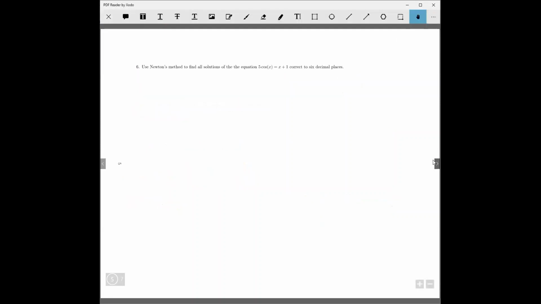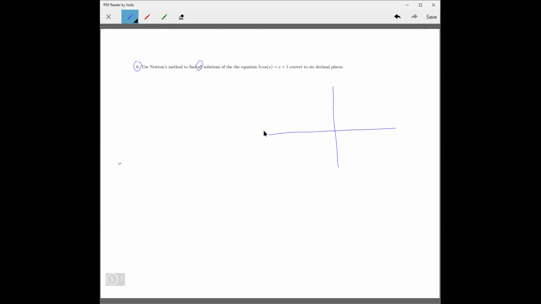Now number 6. Use Newton's method to find all solutions of this equation right here, correct to 6 decimal places. Now here's the trick right here. It's all solutions. There could be more than one solution, and we have to use Newton's method to find every single one of those solutions. So that can be challenging.